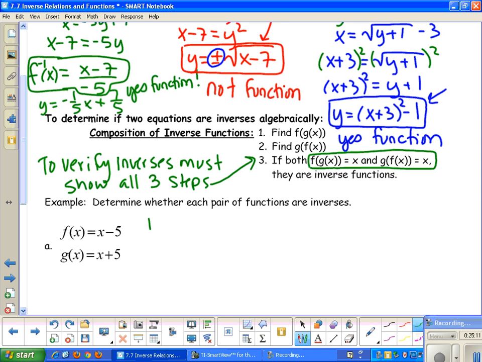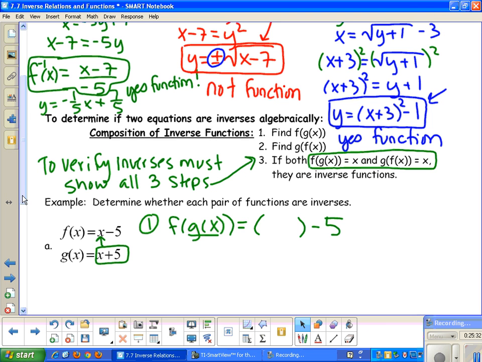So for the first step, I need to show that f of g of x must be equal to x. Remember, my inner function is g of x, and that means I'm taking g of x, which is this right here, and I'm plugging it into x for this equation. So this would be equal to, I'm taking x plus 5 and plugging it into my equation. When I simplify this, I get x plus 5 minus 5, which is just equal to x, so that one checks out.